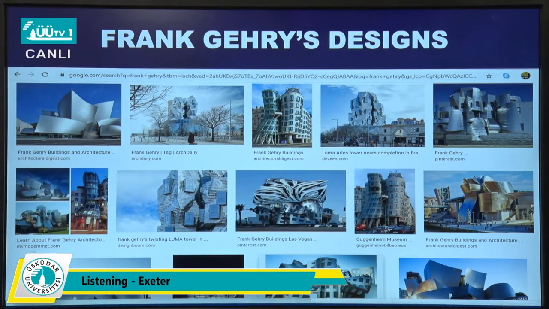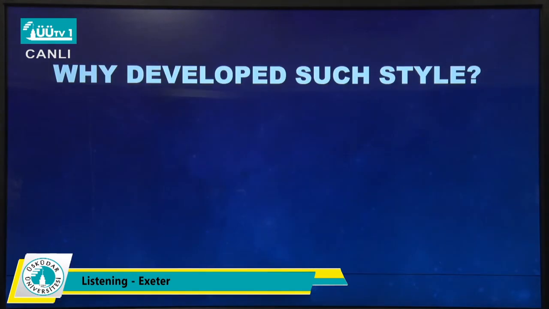There are dozens of his designs. So if you are interested in his design, you can just Google like I did. These are some of his designs. There are many that I can't put on one slide. So just Google his name and the examples of the buildings will be available for you to look at.